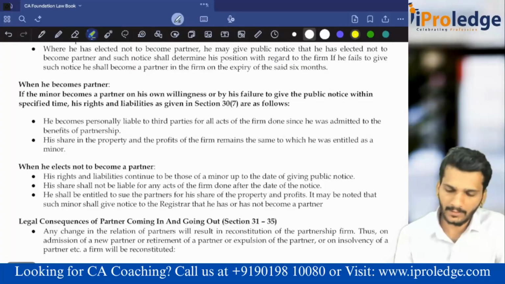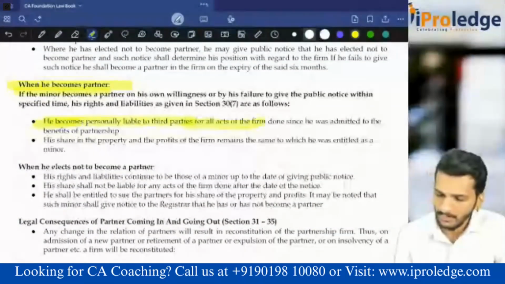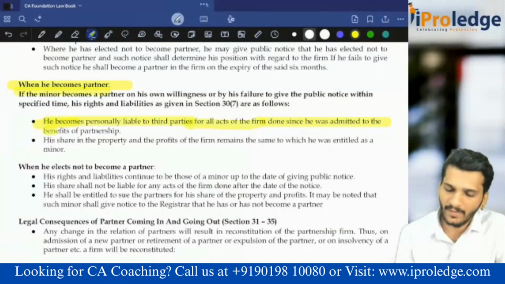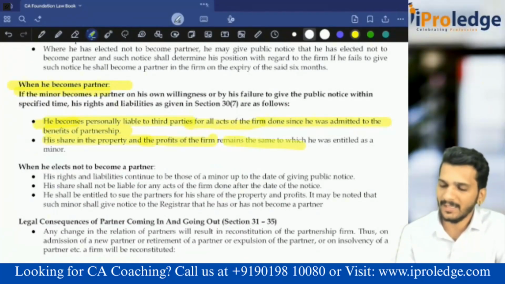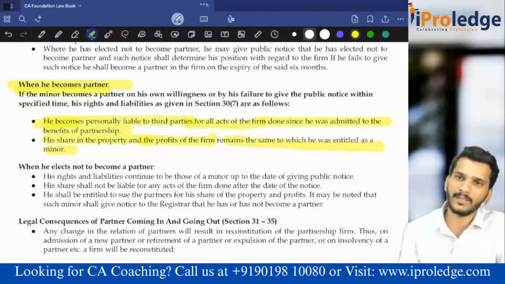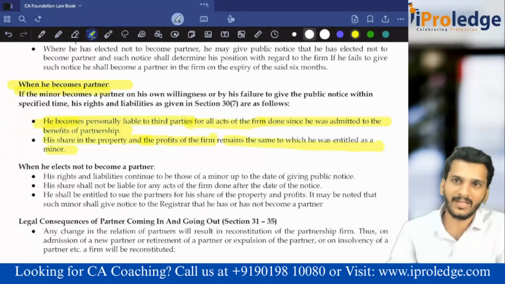See, the moment he becomes a partner, he becomes personally liable to third parties for all the acts of the firm done since he was admitted to the benefits of the partnership firm. Then his share in the property and profits of the firm remains the same as when he was a minor. Whatever percentage of share he was receiving, he also receives the same, unless they change it by agreement.